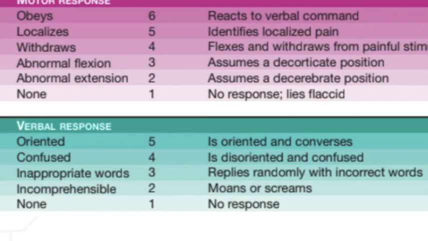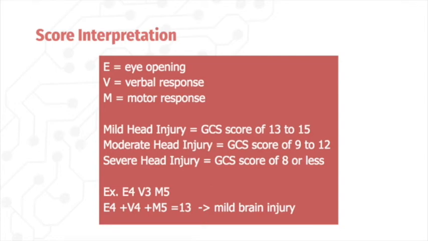If the patient responds with random words completely unrelated to the questions, this would be classified as inappropriate words and would be given a score of 3. If the patient is making sounds like groaning, moaning, or screaming rather than speaking words, this would be classified as incomprehensible and would be scored 2 points. And if the patient does not respond, we give them a score of 1.